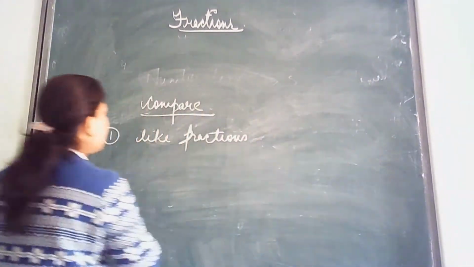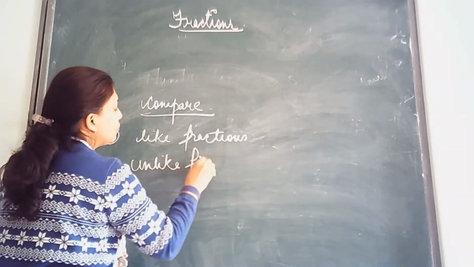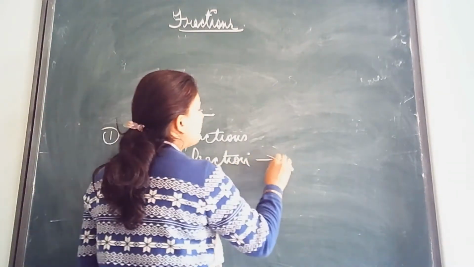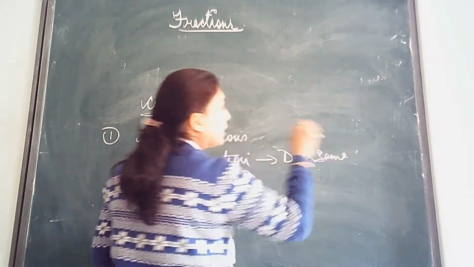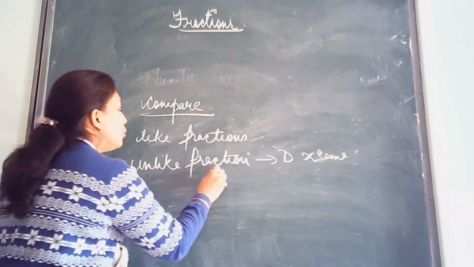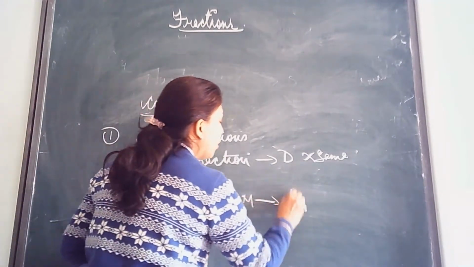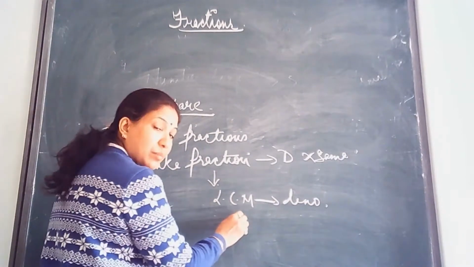Then suppose here it is an unlike fraction. If you have an unlike fraction, that means the denominators are not the same, they are different. In that case, what will you do? You will first take the least common multiple of the denominators. Then you convert the denominators.